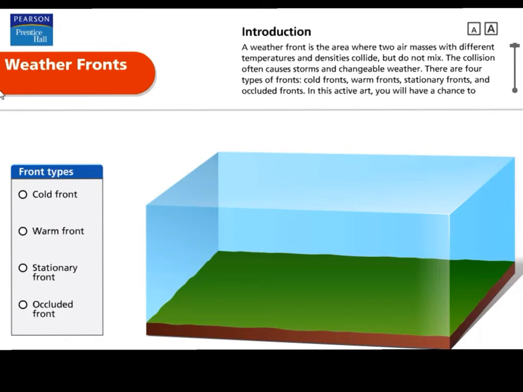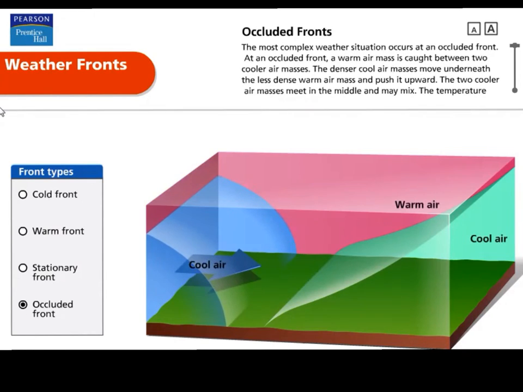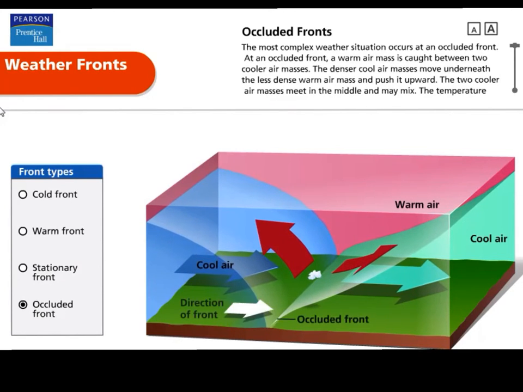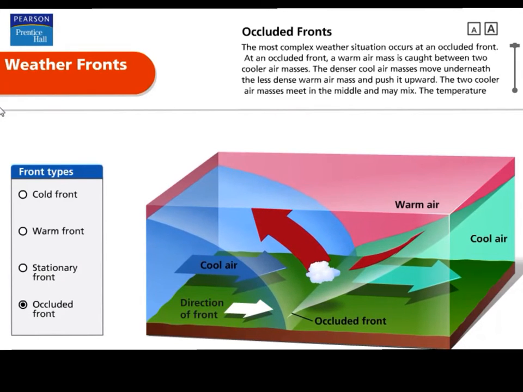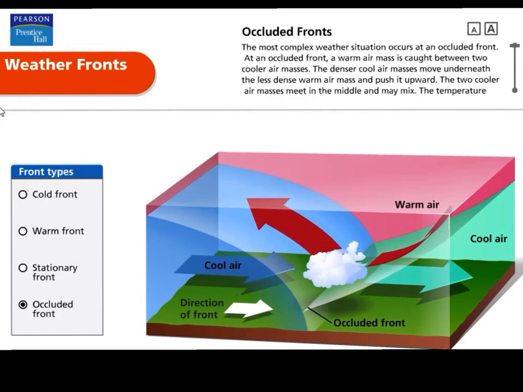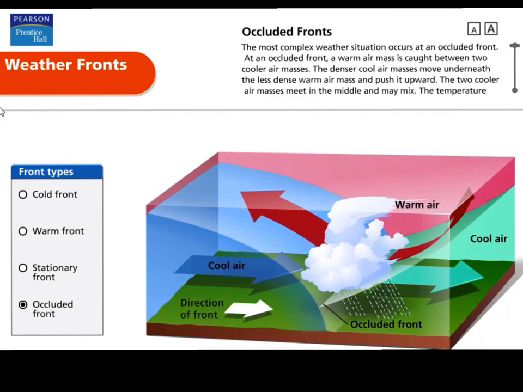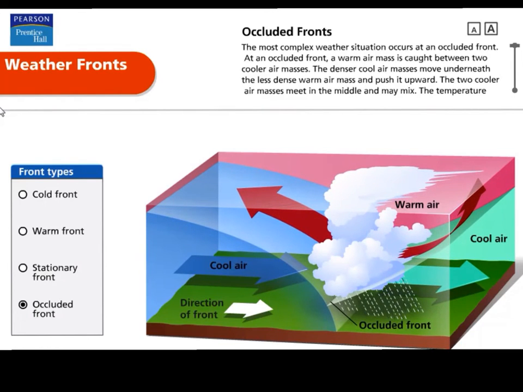The last front is Occluded Front. This is an animation for occluded fronts. So make sure in your workbook you draw a diagram showing exactly what happens during an occluded front. Click pause whenever you need to, especially after the animation is done moving. Make sure you have lots of detail, because the more detail, the higher your score. Now, after you're done with your diagram, you need to, at the bottom of your workbook page, tell me the type of weather associated with occluded fronts.